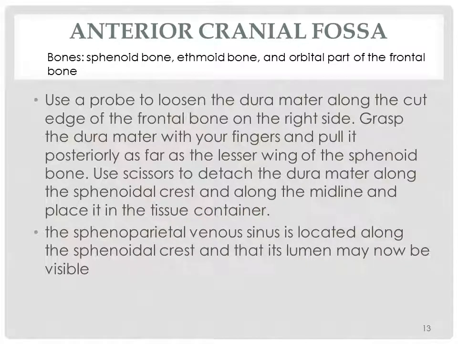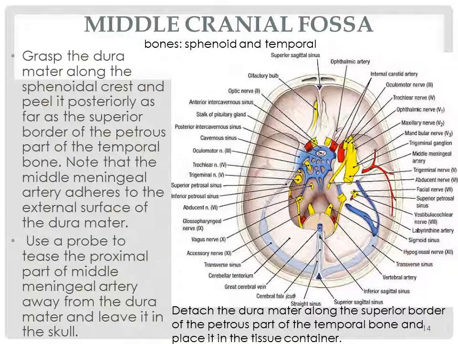What you should have done now is you should be able to see the lumen of the sphenoparietal venous sinus, because that is located all the way along the sphenoidal crest. Now we'll continue reflecting the dura, so you will grab it along the sphenoidal crest, and I'm going to peel it back as far as the superior border of the petrous part of the temporal bone. So take a skull to get a reference for this so that you know where all those parts are, and refer to the images in the dissector.